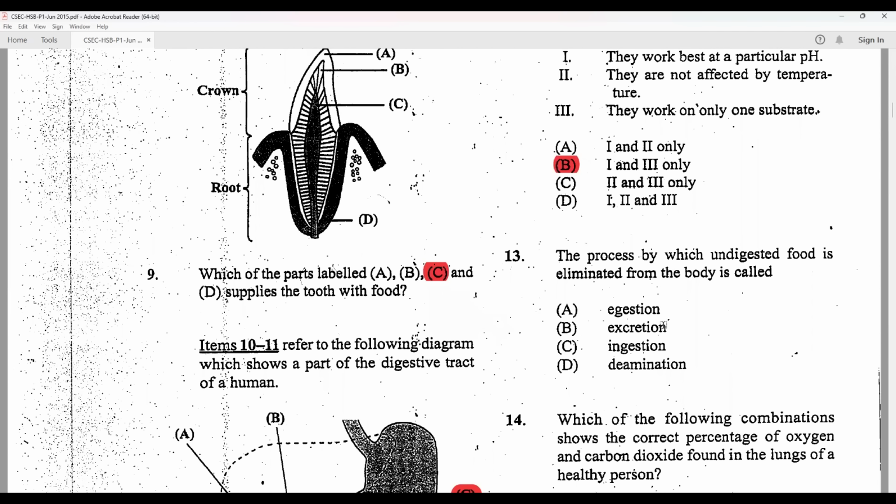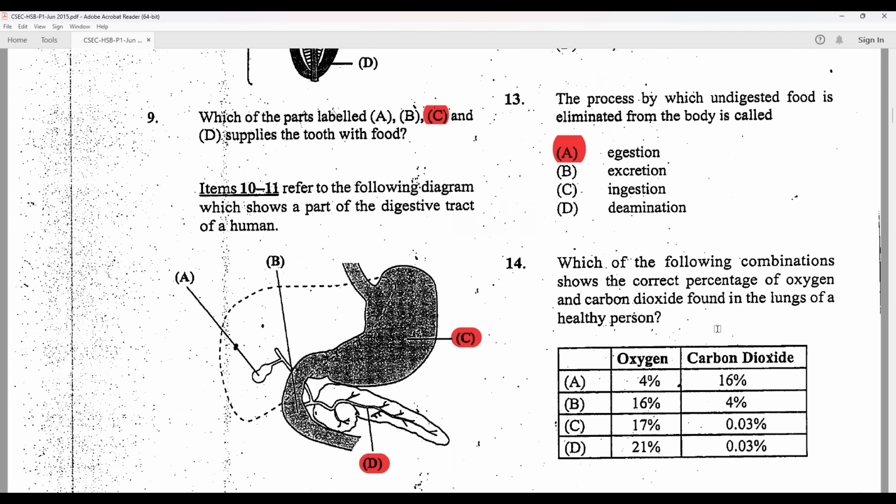Question 13. The process by which undigested food is eliminated from the body is called egestion. So that automatically puts it at A. This is a popular question. Do not mix up egestion and excretion. Excretion is the removal of metabolic waste, all right? Not undigested waste. It would make excretion urination, as an example.